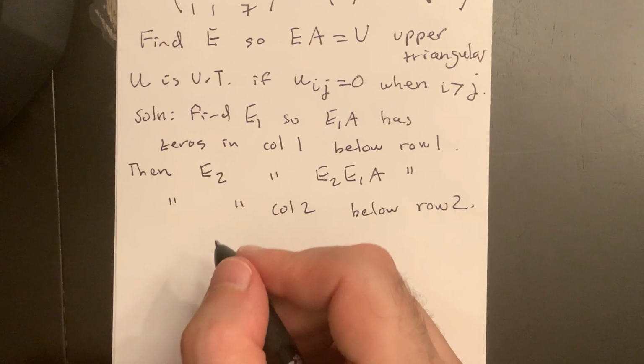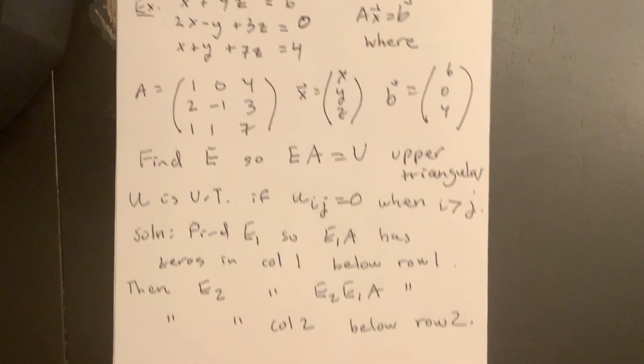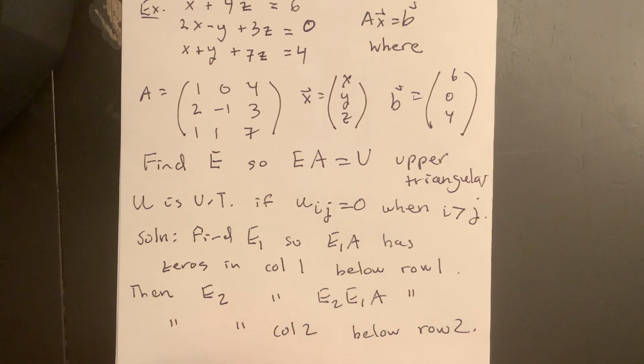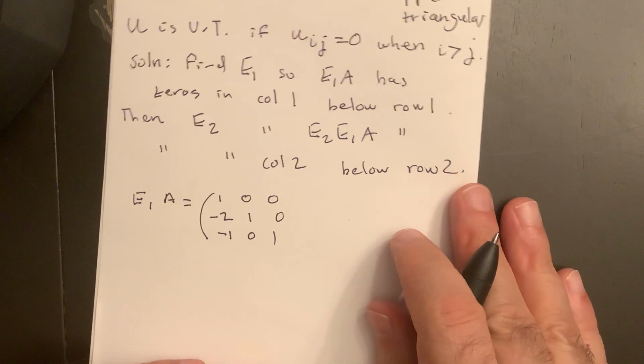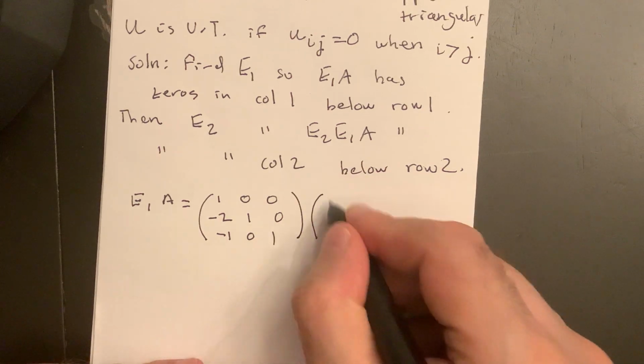Okay, so let's try to do it. So you see there's the matrix. I think we need E1A equal to, I'm writing here, but I'll move this up. I need minus 2 times the top one plus the second, and then I need minus 1 times the top. So I don't change the top, and then I need minus 2, 1, 0, and then I need minus 1, 0, 1. So that's E1, and I'll write A here.